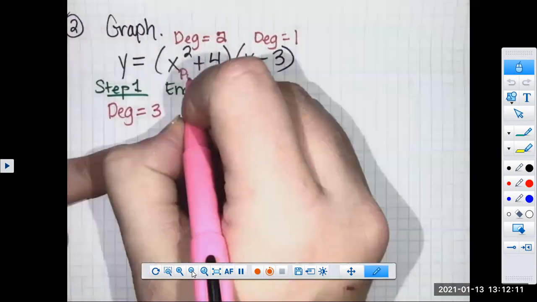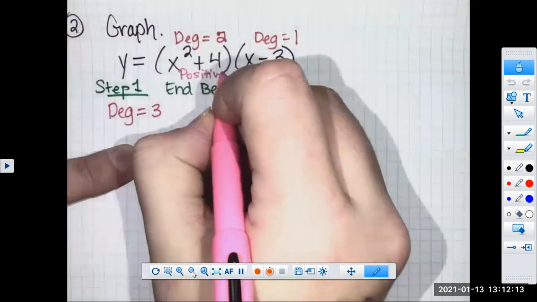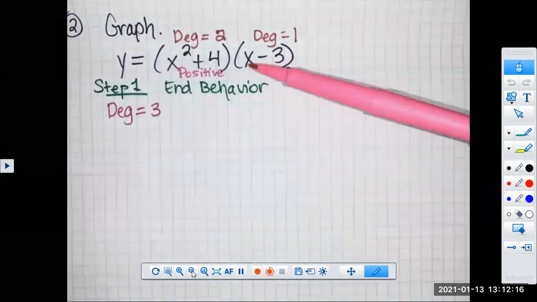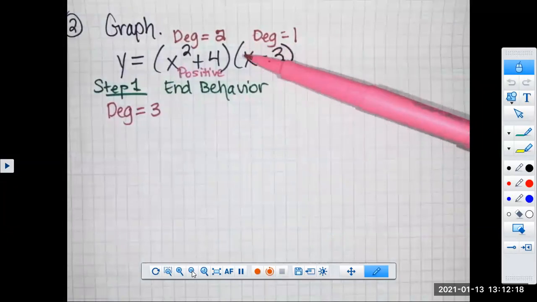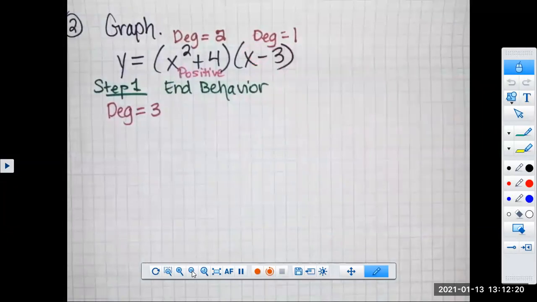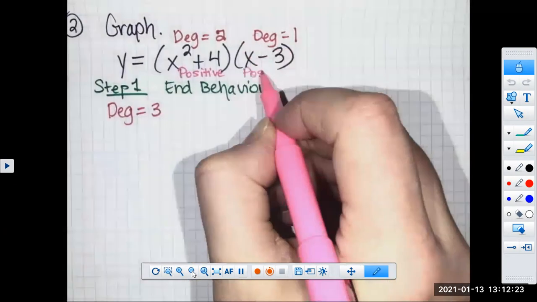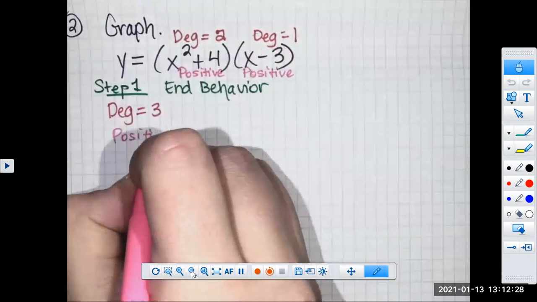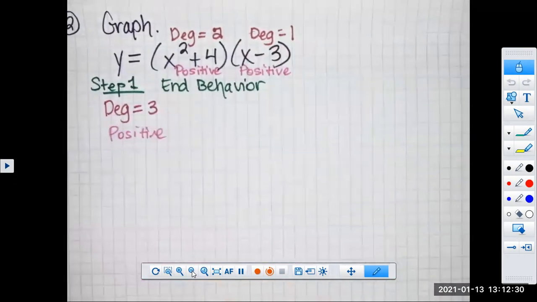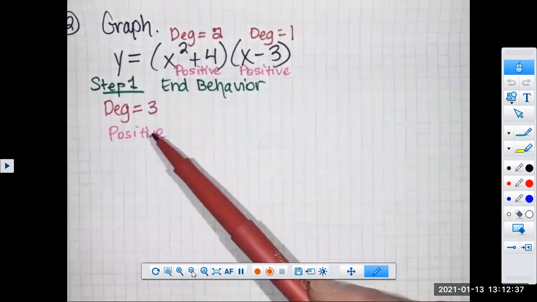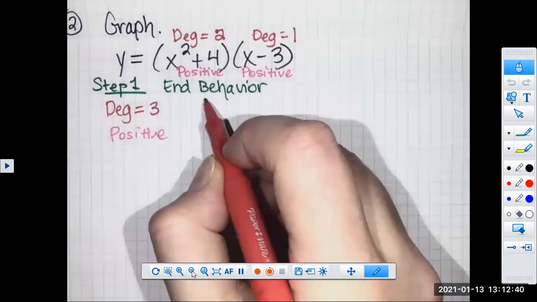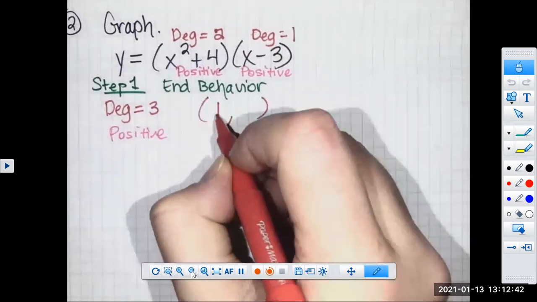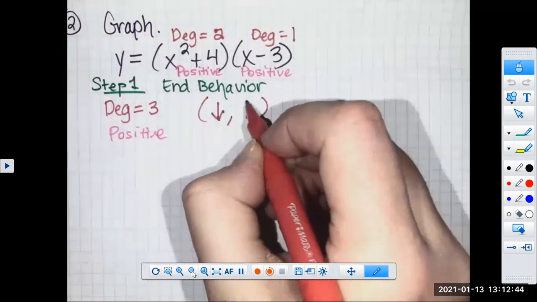So this was positive, and then you determine the sign here. My degree was 1. I have a positive 1 in front of x, so it's also positive. So a positive times a positive, you get positive. Since you have an odd degree and it's positive, your end behavior, your graph is going to go down on the left side and up on the right side.